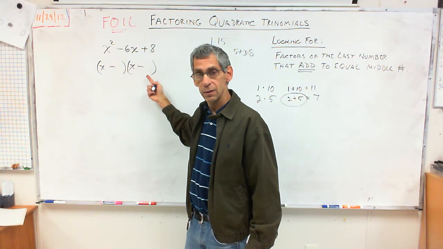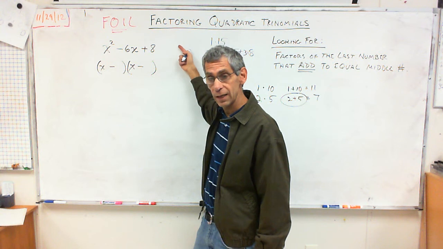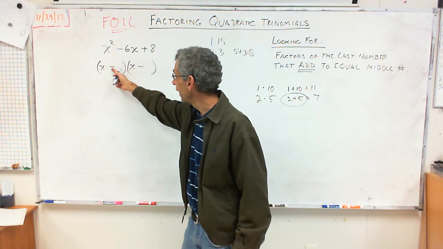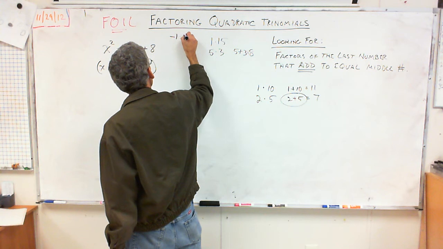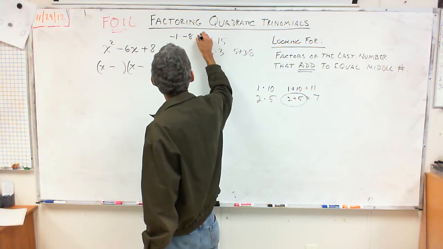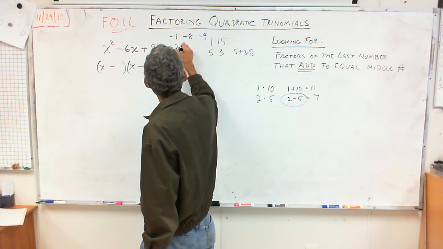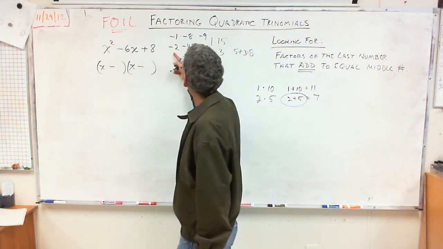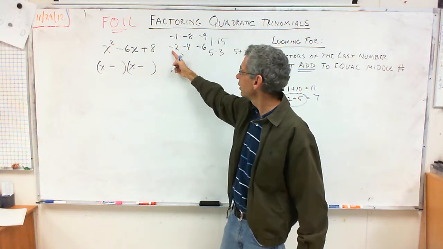See what I mean? So it's not going to be 1 times 8. It could be negative 1 times negative 8. That would give me the negative whatever and the negative whatever, right? If I add them together, I get negative 9. That's not going to work. So negative 2 times negative 4. Add those together, I get negative 6. There we go.